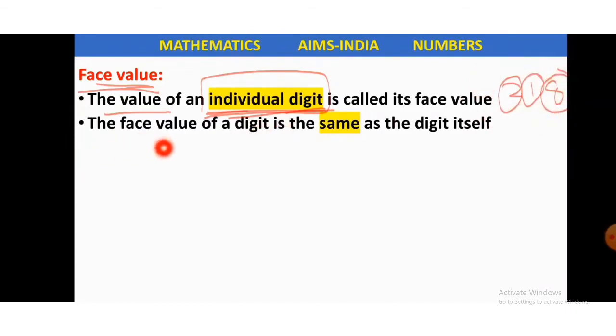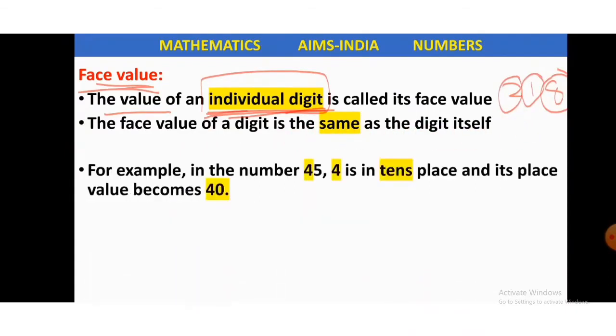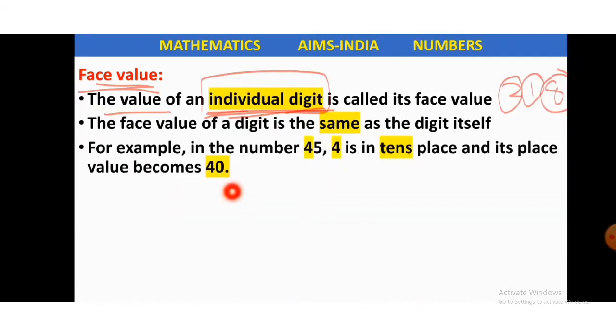The face value of a digit is the same as the digit itself. Now if we take the example of the number 45, we are taking the digit 4. Which digit are we taking here? We are taking the digit 4.